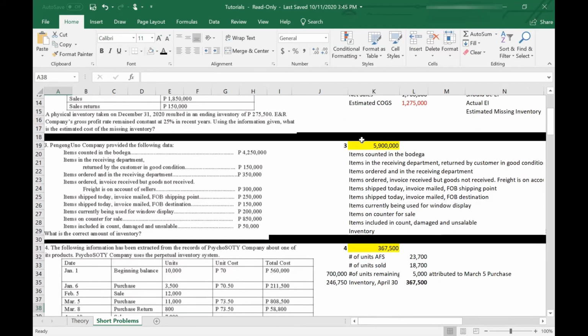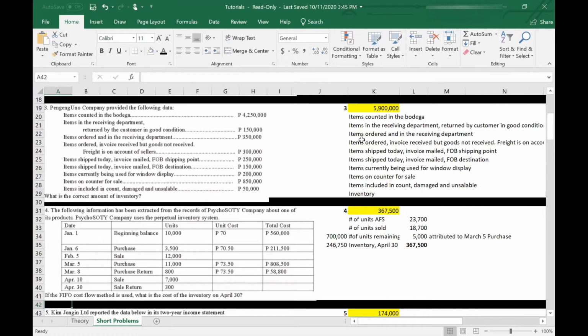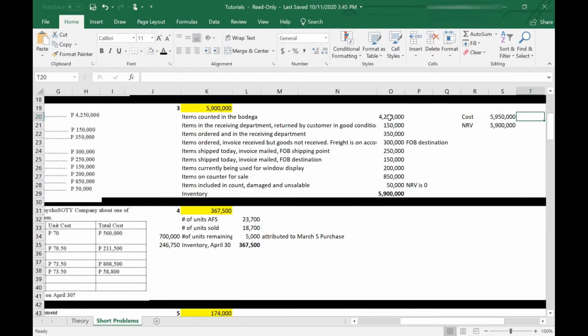Number three, the question is, what is the correct amount of inventory? So it just requires your analysis. Actually, this problem, I think, was lifted from a book. It looks familiar. So Pengeng Uno Company provided the following data. Items counted in the bodega. When the inventory count was held, they counted inventory amounting to 4,250,000 pesos. So let's go to the actual solution. You counted inventory amounting to 4,250,000 pesos.